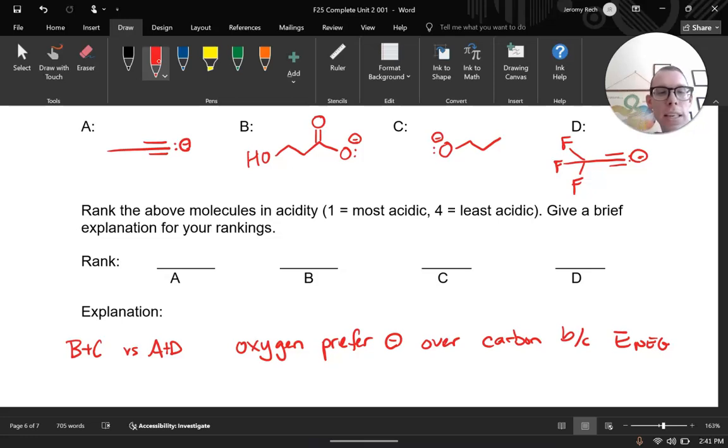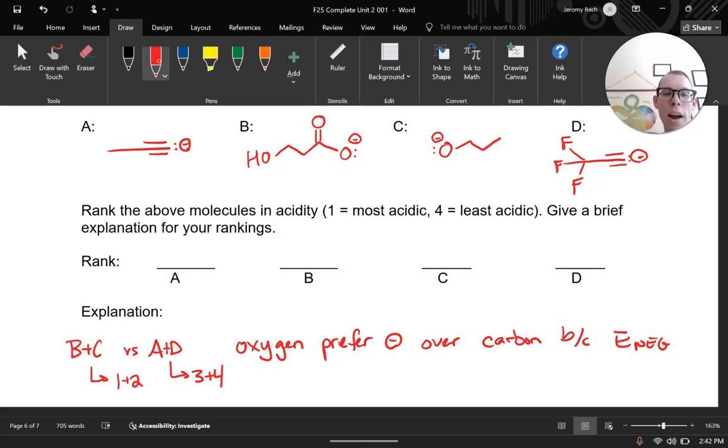Even if A and D have some resonance or some inductive effects, that's not going to override the impact of being on an oxygen. You could also use your relative pKa's to get that relative pairing, but that oxygen is definitely going to win out over carbon. So that's immediately going to tell me B and C are going to be 1 and 2, and A and D are going to be 3 and 4. I just need to figure out which is which in each of those pairs.